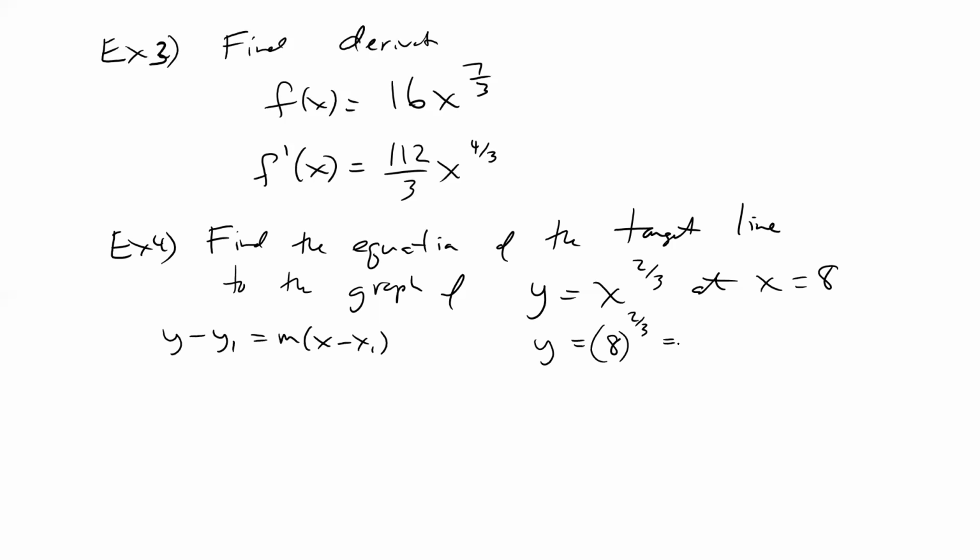4. I think I like 4, yeah. So the cube root of 8 is 2, and 2 squared is 4, and we're good. Okay. Now the tough part. Okay, I got this one. I got the x.